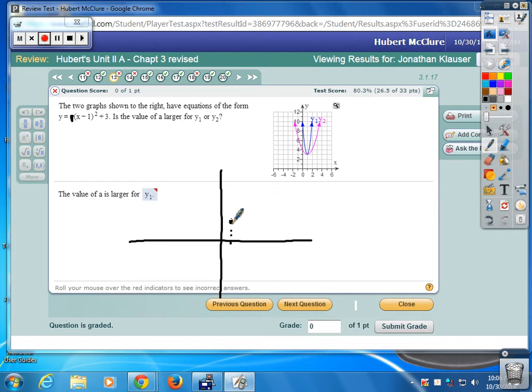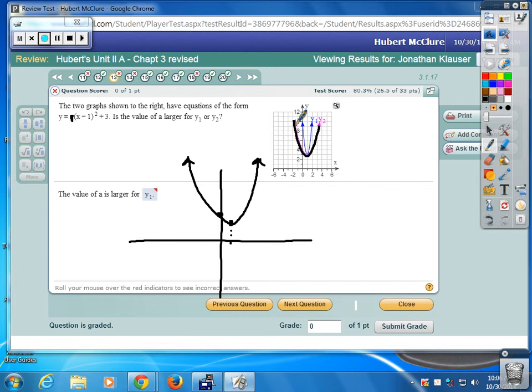And then the y-intercept would be what? 0 minus 1 is -1. -1 squared is 1. 1 plus 3 is what? 4. So there's our y-intercept. So this is our parent graph. Does everybody agree with that? All right. Now that looks like y sub 2, right? That's y sub 2. We just drew y sub 2.